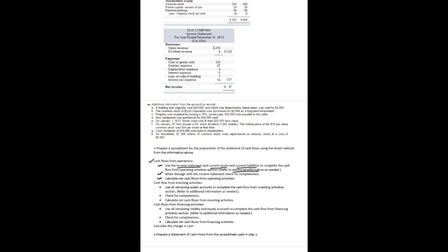Under our additional data, transaction or item number A says a building that cost $24,000 and was 3/4 depreciated. 3/4 of 24,000 is 18. Was sold for 5,000 cash. So 24, 18, and 5. Let's go back to our worksheet.